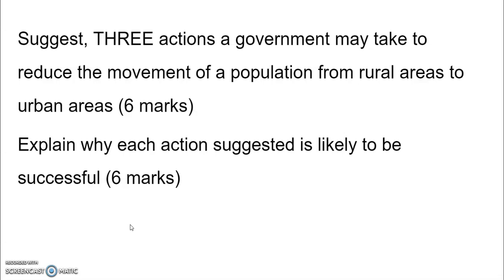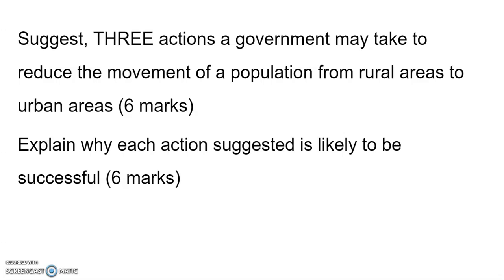Suggest 3 actions a government may take to reduce the movement of a population from rural areas to urban areas, for 6 marks. In part B of this question, you are going to explain why each action suggested is likely to be successful. And as usual, I will tell you, do not confuse part A of this question with part B. They are 2 different questions, right? So in part A, which is your first paragraph, you're going to suggest your actions which the government may take to reduce the movement of population from rural areas to urban areas, and you get 6 marks.